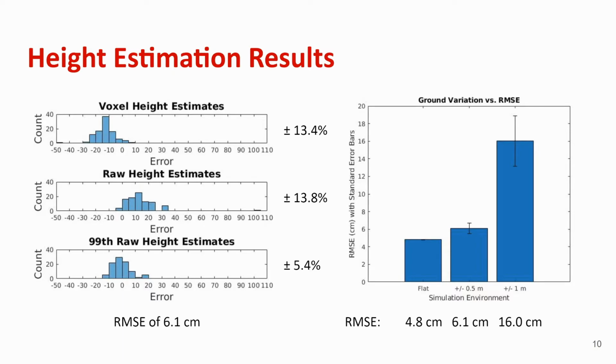Using only unfiltered data was noisier and increased the average percent difference to plus or minus 13.8%, as shown in the middle left. To combat the noise, using the 99.5th percentile max height, as shown on the bottom left, resulted in an average percent difference of just plus or minus 5.4%, with a root mean square error of 6.1 centimeters. On the right-hand side, we show the results from the simulated farms. Expectedly, as the ground becomes less flat and more variable, the RMSE of the algorithm increases.